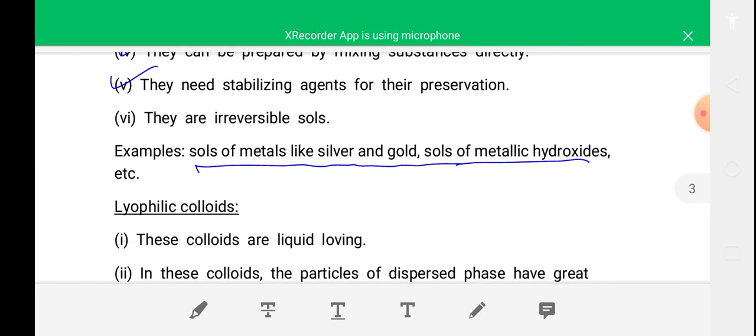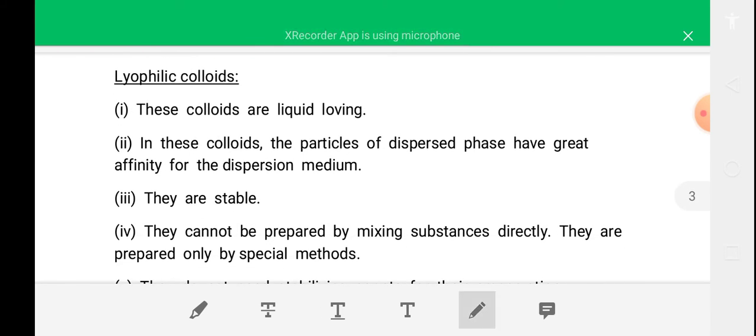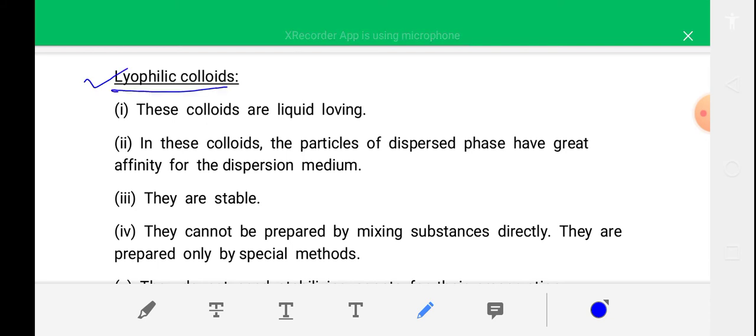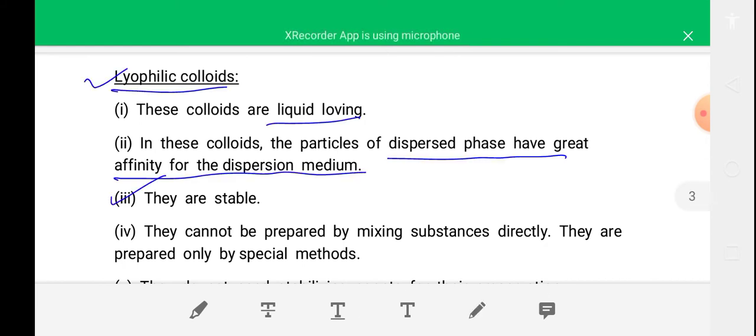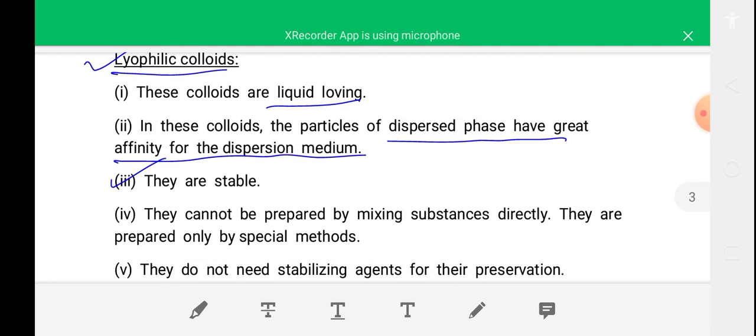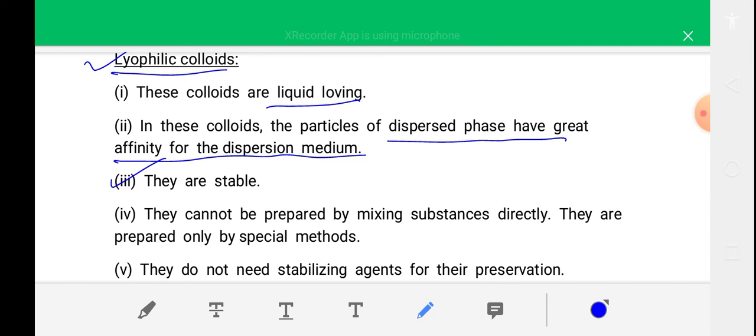Now see lyophilic, that is liquid loving. Lyophilic colloids are liquid loving. In this colloid, the particles of dispersed phase have a great affinity for the dispersion medium. Lyophilic colloids are more stable than lyophobic, and they cannot be prepared by mixing the substance directly. They are prepared only by special methods.